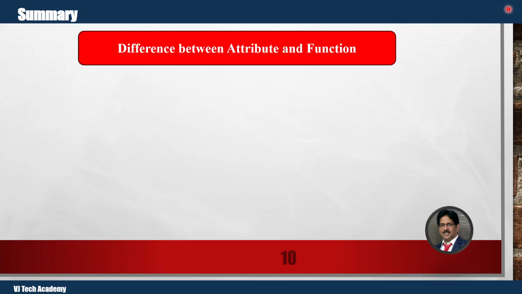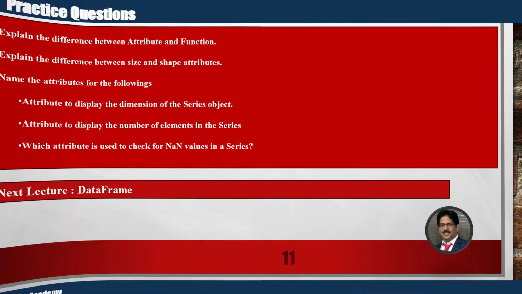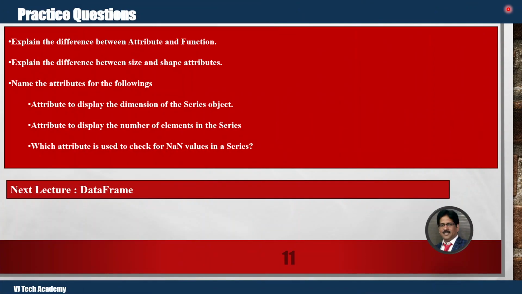So what we have learned today: we learned the difference between attribute and function. We also discussed important series attributes like index, values, name, dtype, ndim, shape, size, hasnans, empty. All these are in your course as per the syllabus prescribed by CBSE. I encourage you to solve all these questions and do some practical, try all the attributes practically as well.